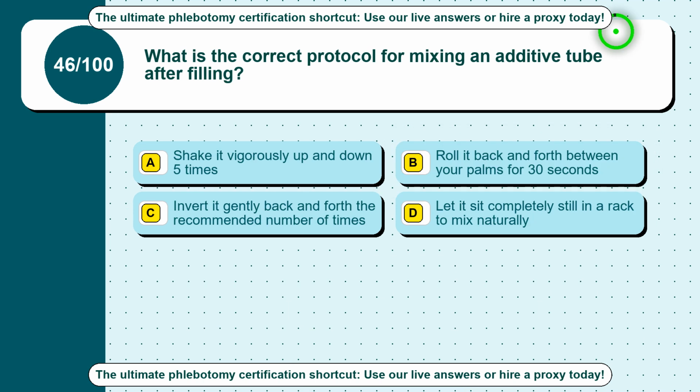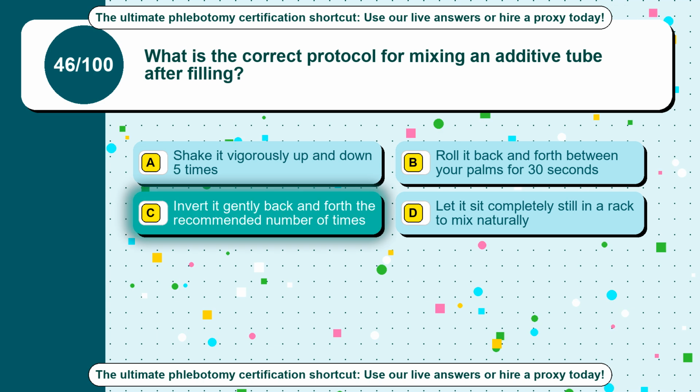Question 46. What is the correct protocol for mixing an additive tube after filling? Option A. Shake it vigorously up and down 5 times. Option B. Roll it back and forth between your palms for 30 seconds. Option C. Invert it gently back and forth the recommended number of times. Option D. Let it sit completely still in a rack to mix naturally.